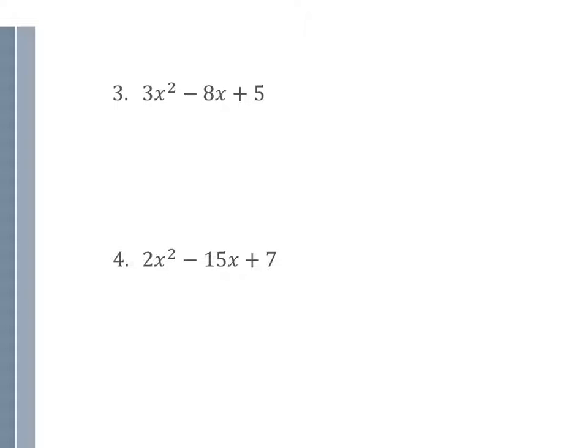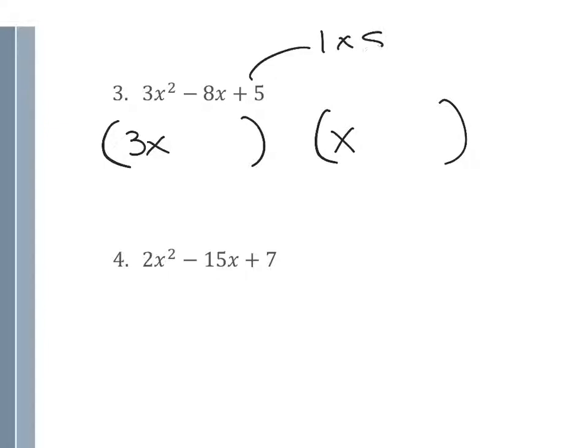All right, so again, we can guess and test. So again, I'm looking for the factors of 3x squared. That'll be my first. So I know 3x times x is going to give me the 3x squared, which would be my first. And then I'm looking for the factors of the last term, which is going to be 5 and 1. Now, I don't know if I'm putting 1 here and 5 here or vice versa. So again, this is where I would FOIL to see which one works.